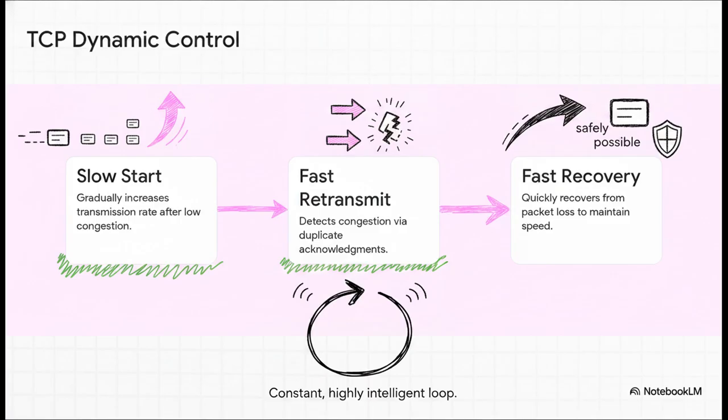Step 1 is slow start and congestion avoidance. TCP doesn't just flood the network right away. It starts cautiously and gradually increases its transmission rate when it senses low congestion. Step 2, if things get bumpy, is fast retransmit. This is where TCP detects congestion by receiving duplicate acknowledgments, basically realizing a packet got lost in all the chaos. And finally, Step 3 is fast recovery, where it quickly recovers from that packet loss to maintain as much speed as safely possible without causing a larger crash. It's just a constant, highly intelligent loop of sensing and reacting.